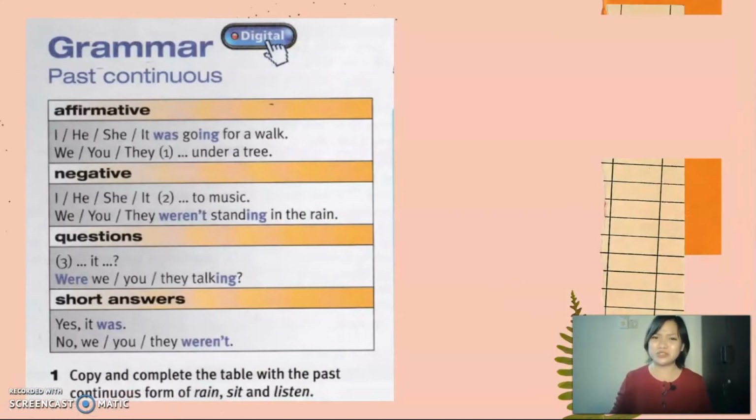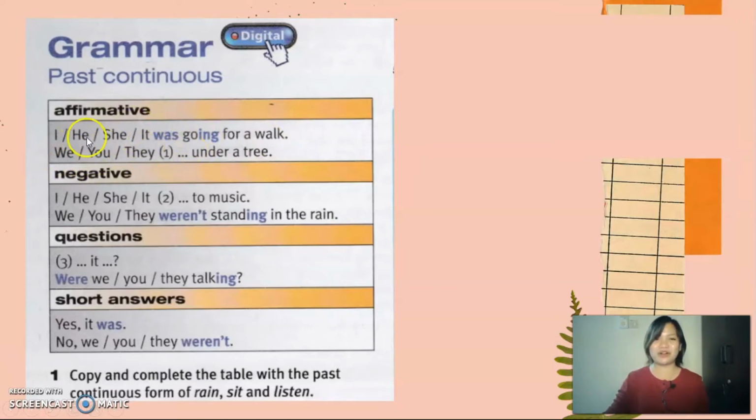Next, we are going to refer to the textbook, page 32. So as we have gone through the form just now, let us look at number 1. Copy and complete the table with past continuous form of read, sit, and listen. Now look at the affirmative side. I, he, she, it was going for a walk. So, was going. We, you, they.